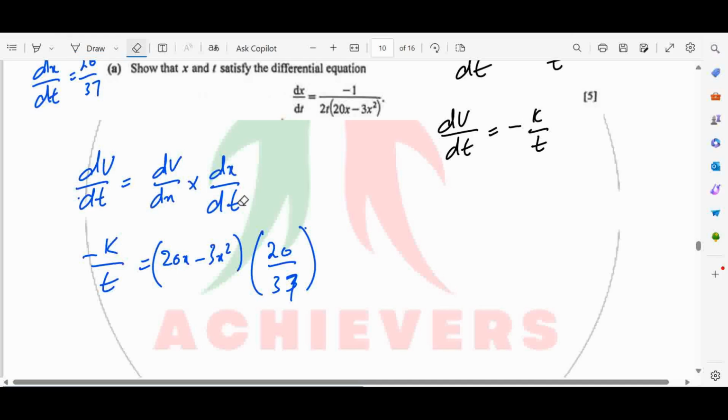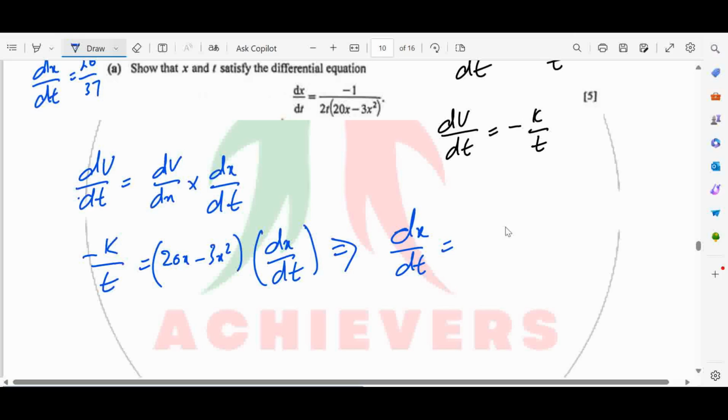Now for the first question we need to find out dx by dt. So we will replace it with dx by dt as it is. If we rearrange the equation, this will be minus dx by dt equal to minus k by 20x minus 3x square.